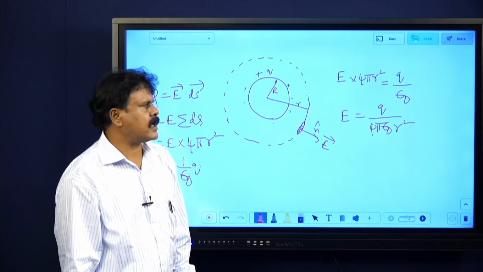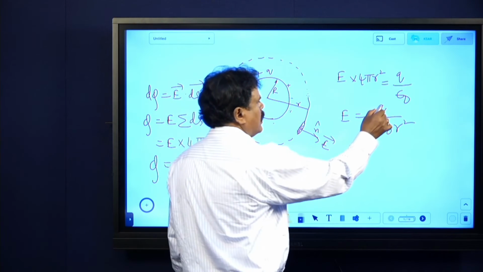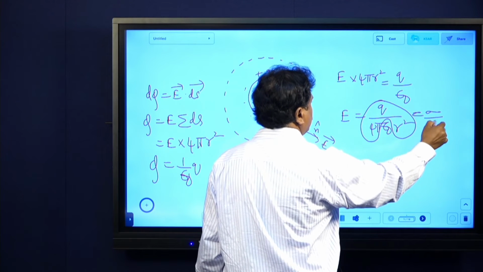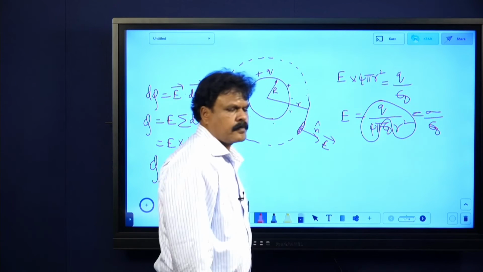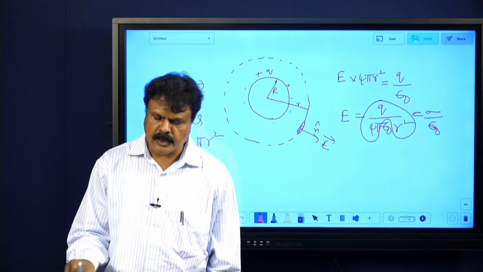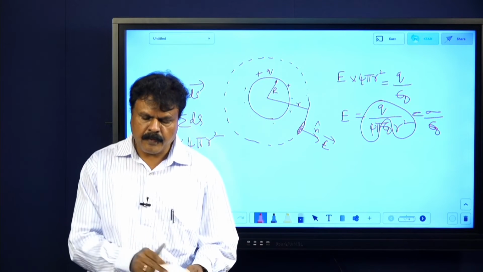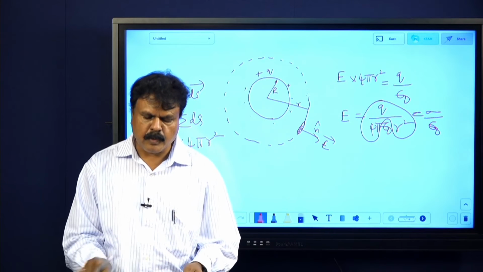Further, if you want, you can write it in a different way also. If you want, q by 4 pi r square can be taken as sigma, then it will be sigma by epsilon naught also. That you please go through. Next in this, we will concentrate on electrostatic potential.